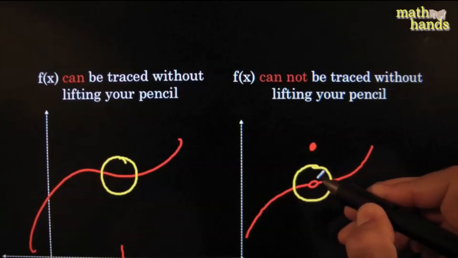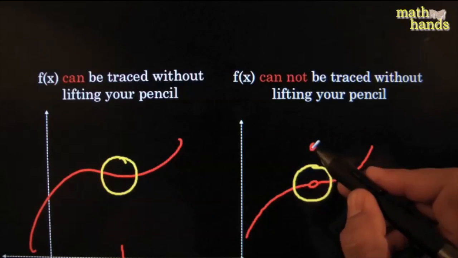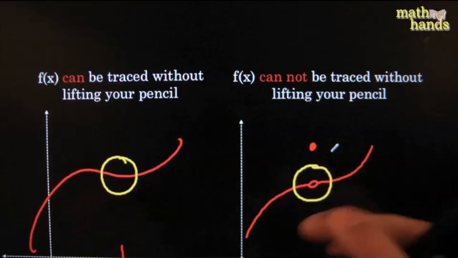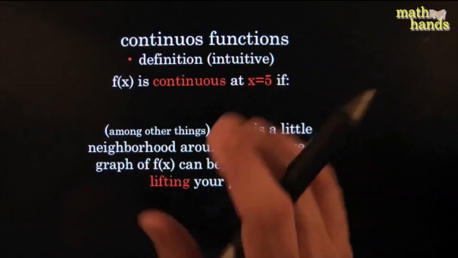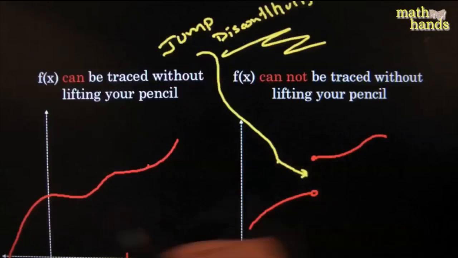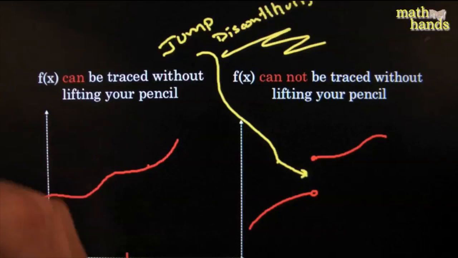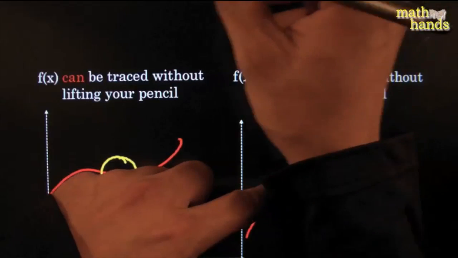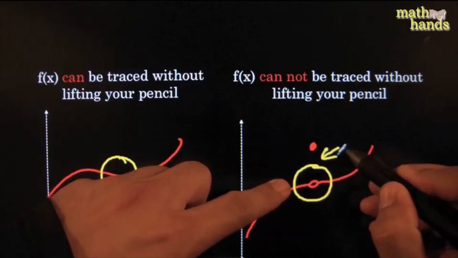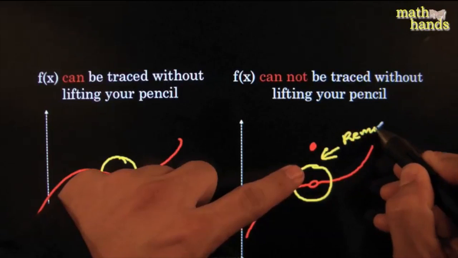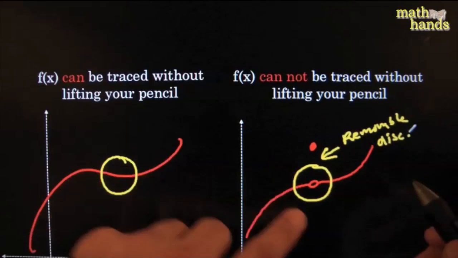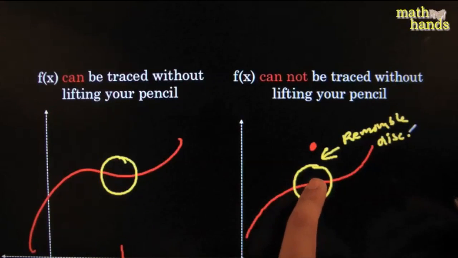The other one could be a little bit less problematic, but now in this case the graph, there's no jump discontinuity. It seems to be fine. If you approach it from the left, from the right, everything's nice. But still, if you were to make a little neighborhood around it, there's no way you can trace it without lifting your pencil, because there's nothing there to trace.